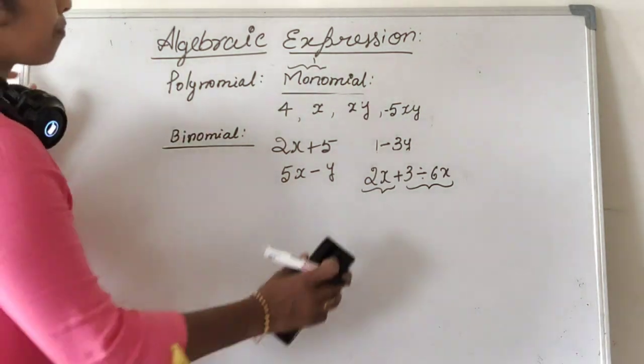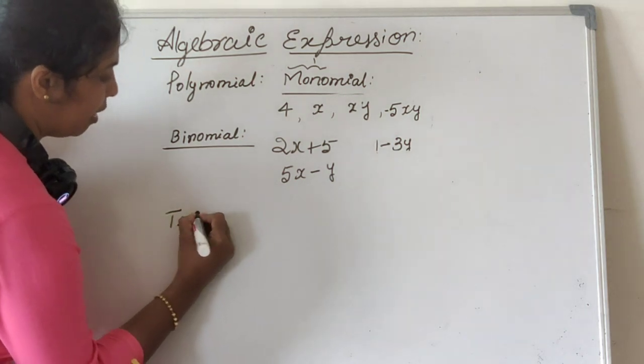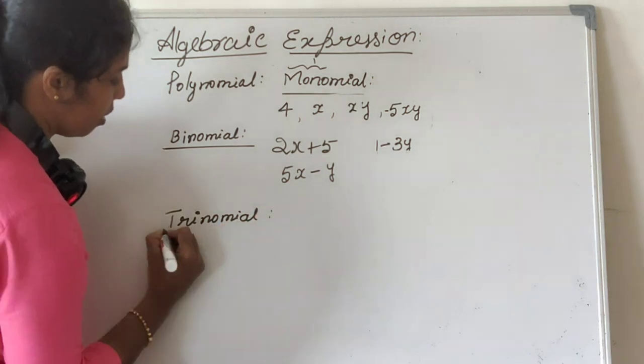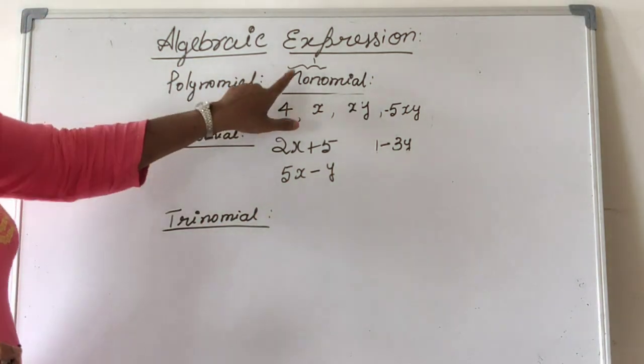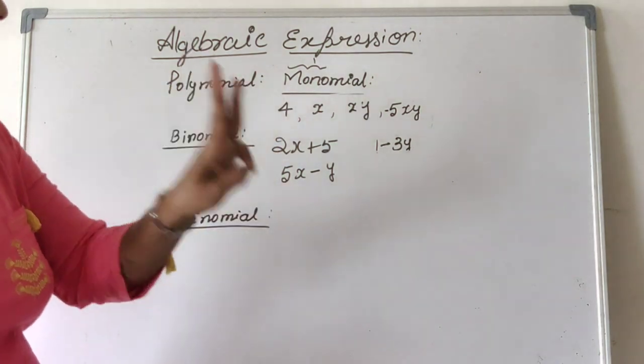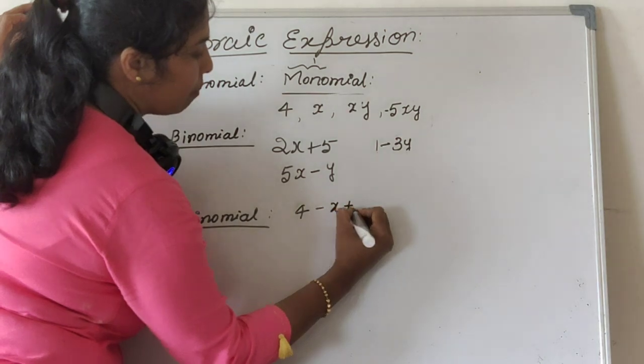Remember students. After binomial, I will go for the third one. It is a trinomial. See, mono means 1, bi means 2, tri means 3. So, the polynomial contains 3 terms. So, write 3 terms: 4 minus x plus y.